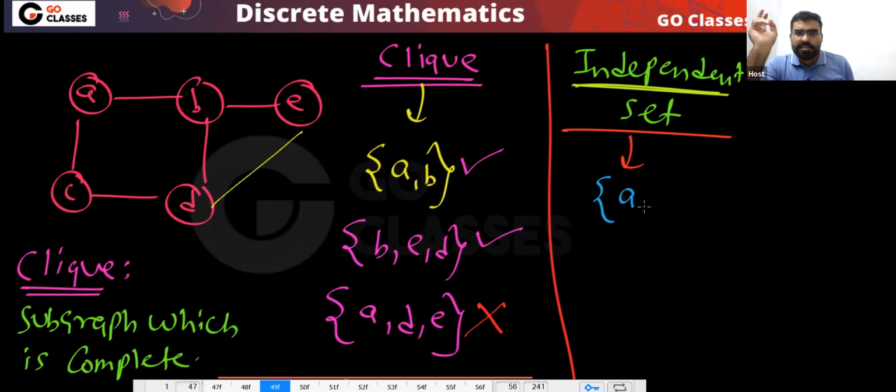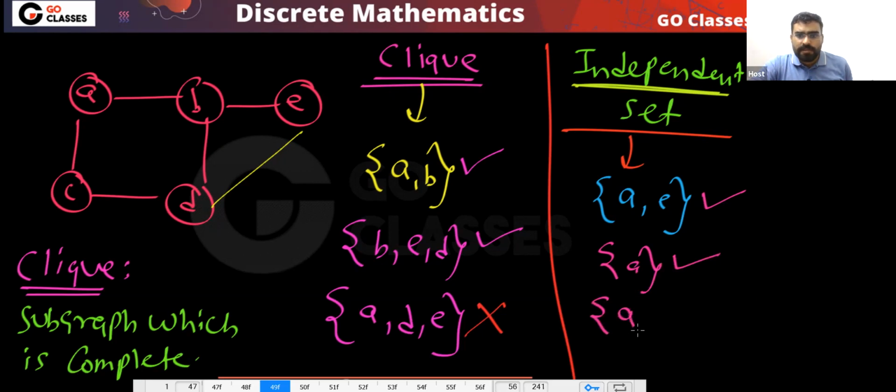So tell me, is this a clique? Is this an independent set? Every two are non-adjacent. Yes, this is an independent set. Is this one an independent set? Yes, no problem. Okay, now see this: A, D, E. Is this an independent set? No, this is not an independent set because these two are adjacent.